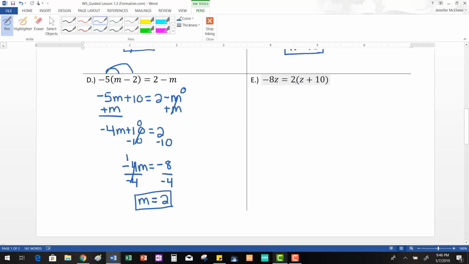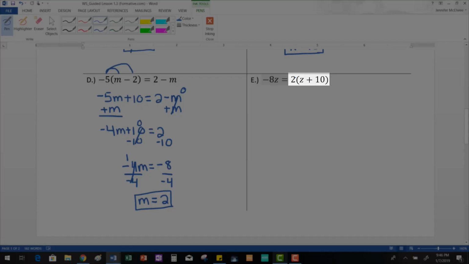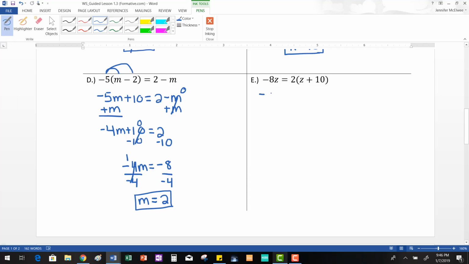So I notice on the right-hand side of the equation, I need to distribute the 2 to z plus 10. So I'm going to bring down my left-hand side just to stay organized here. And now I'm going to distribute. 2 times z is 2z, and 2 times a positive 10 is a positive 20. So I have negative 8z is equal to 2z plus 20.